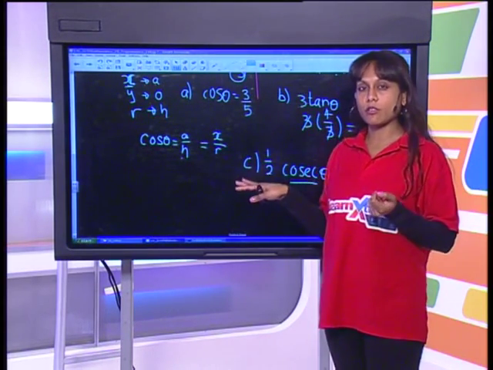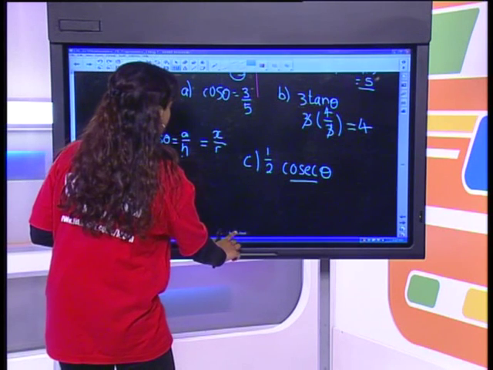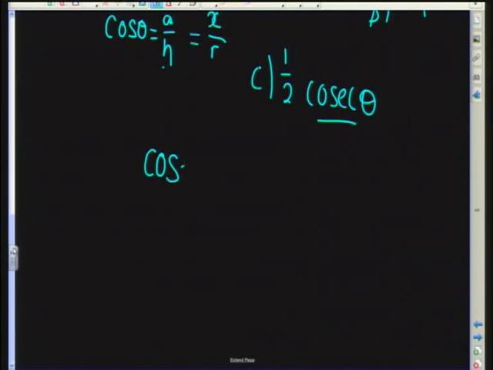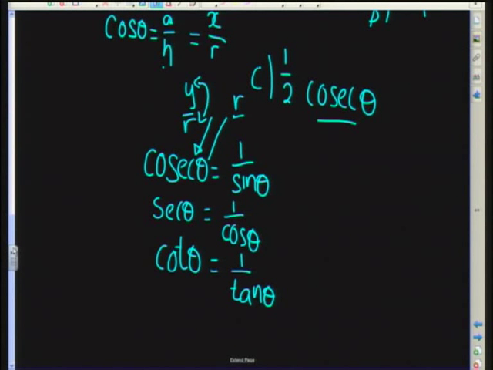Let me quickly remind you, while we're on this point, of your reciprocal ratios. Cosec we know is the same as 1 over sine, so cosec is 1 over sine theta. Sec of theta is 1 over cos theta, and cot of theta is 1 over tan theta. So since sine is y over r, to find cosec I simply invert that ratio. Therefore cosec of theta is going to be equal to r over y.